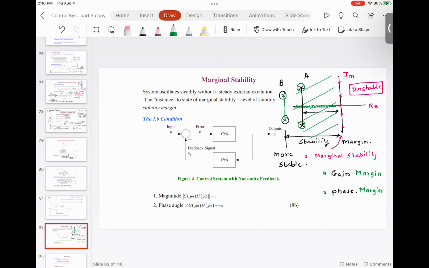How much of phase can I increase till the system becomes unstable? Gain margin and phase margin are measures of stability margin. Gain margin is essentially how much gain I could increase so that the system becomes unstable, and the phase margin is how much phase I can increase till the system becomes unstable. And the Bode plot is an excellent way to determine the gain margin and the phase margin.